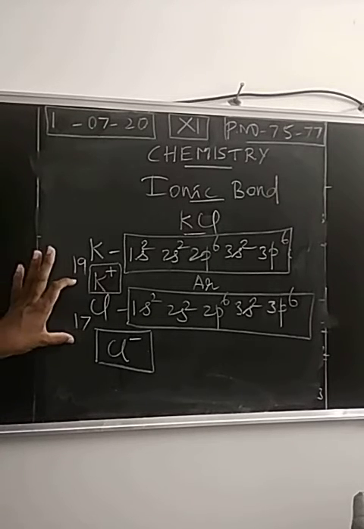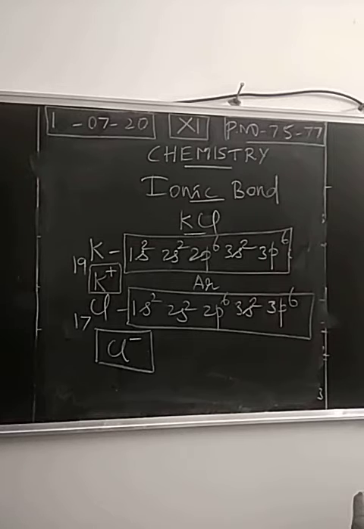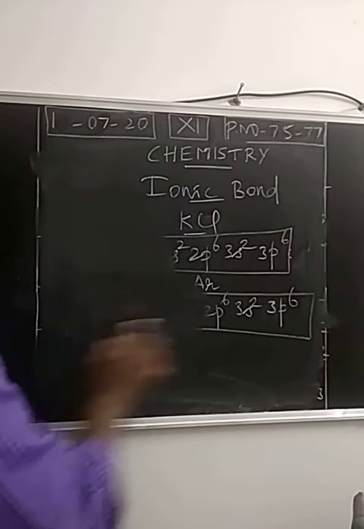So between the oppositely charged ions, there will always be a force of attraction. We call it an ionic bond or electrovalent bond. So this is ionic bond formation in the potassium chloride compound.